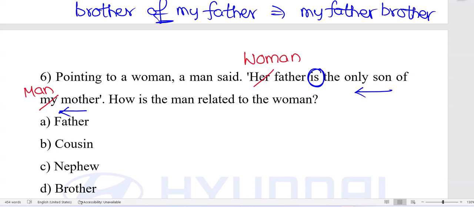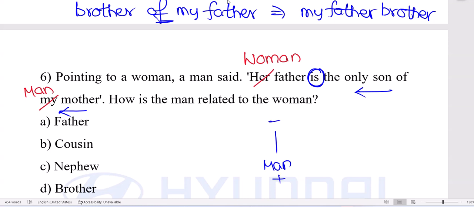Here it's like reading back to front. My father's brother. Of is there. Here also we have the word of. If you want to remove it, I have to read from back to front. Man, mother, only son. For a man, a male person, mother's only son means the man himself.